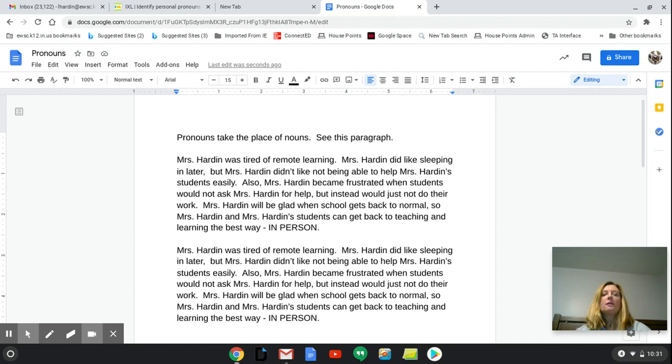So here we go. Let's go ahead and just look at what I have typed up here. It says pronouns take the place of nouns. See this paragraph. All right, listen to this. This sounds crazy. Mrs. Harden was tired of remote learning. Mrs. Harden did like sleeping in later, but Mrs. Harden didn't like not being able to help Mrs. Harden's students easily. Also, Mrs. Harden became frustrated when students would not ask Mrs. Harden for help, but instead would just not do their work. Mrs. Harden will be glad when school gets back to normal, so Mrs. Harden and Mrs. Harden's students can get back to teaching and learning the best way, in person.